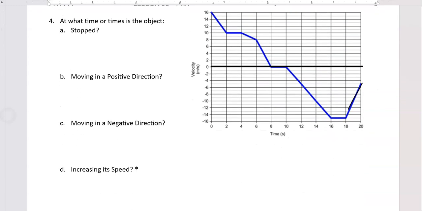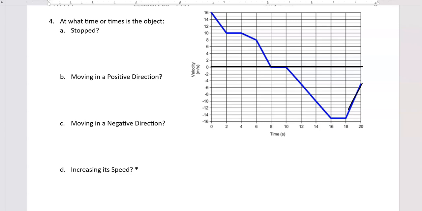So looking at this next page here, it says at what time or times is the object doing various things. So this is the exact same velocity versus time plot that we've been looking at for the past couple pages. And now we're actually analyzing the plot to figure out what is actually happening. What is the object actually doing at each time point? So the first question says, at what time or times is the object stopped? So what does that mean? You need to know not just what the answer is, but why the answer is the answer it is.